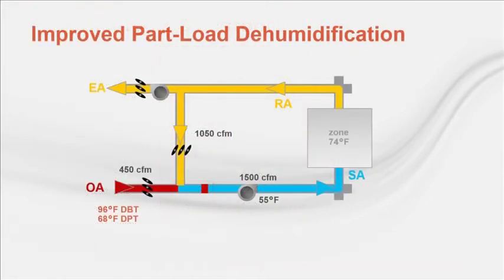Now let's consider a single zone variable air volume system. Remember that this system operates with a discharge air temperature that is lower than what a constant volume system would supply when operating at part load cooling conditions. The VAV system continues to deliver cool, dry air at part load conditions. This colder, drier discharge temperature has dehumidification benefits at part load.